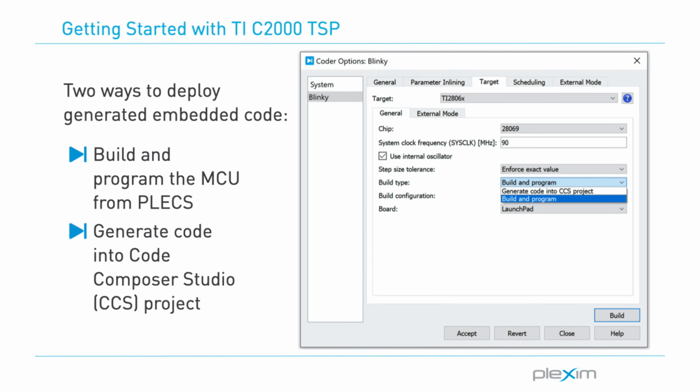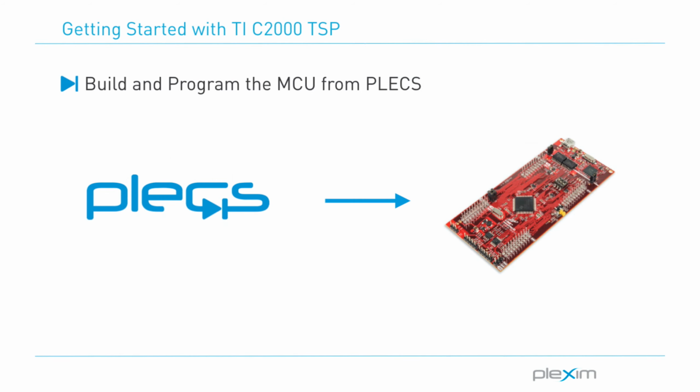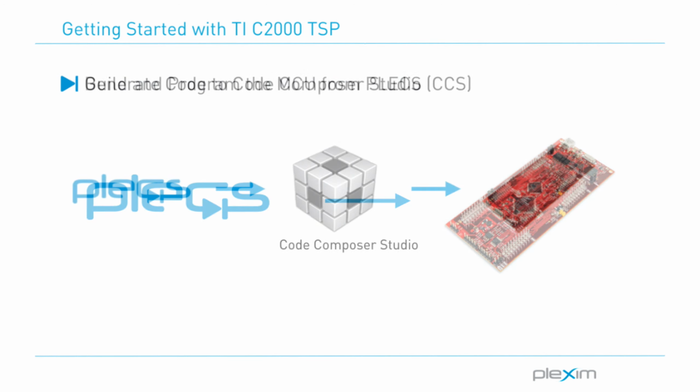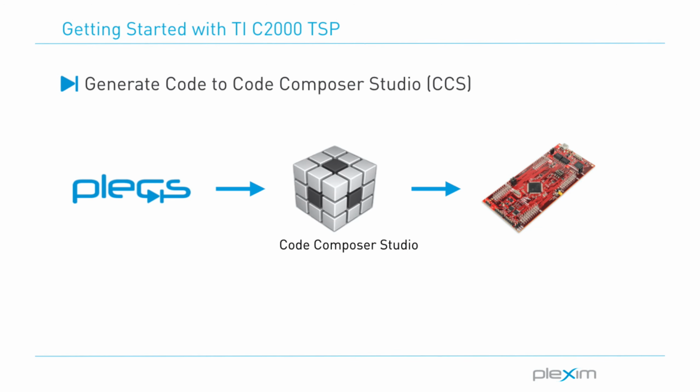There are two ways to deploy generated embedded code onto a C2000 microcontroller. The first is to build and program the MCU from PLECS, and the second method is to generate code into a Code Composer Studio or CCS project to then build and program from there.